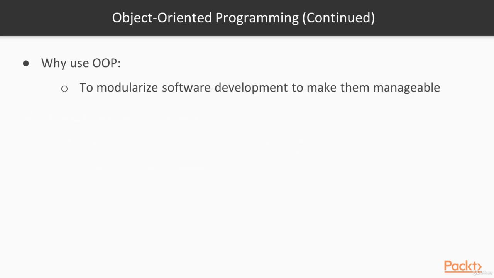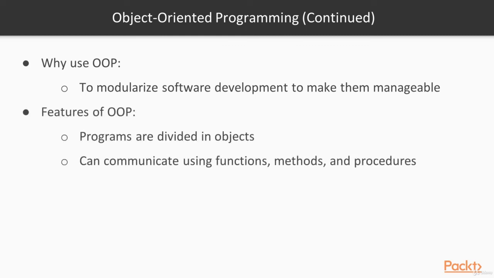So why should we use object-oriented programming concepts? If you use them, you can modularize the software development just like any other engineering discipline to make software projects more manageable and predictable, with better maintainability, and also you can reuse the code and prevent reinvention of the wheel every time.